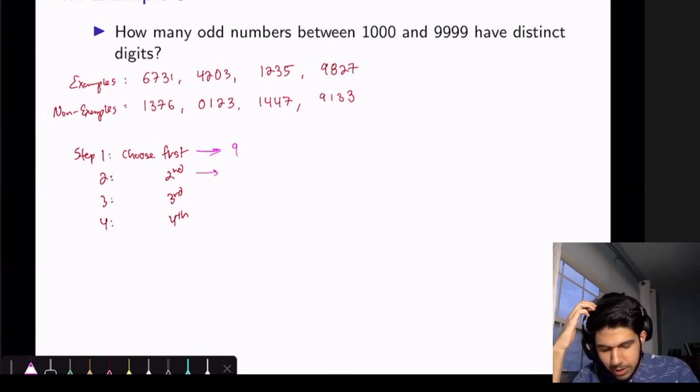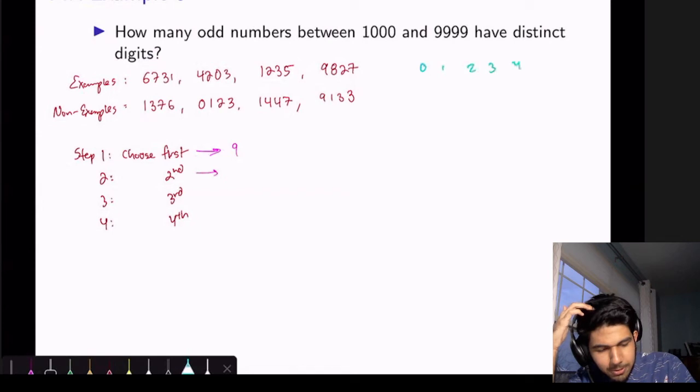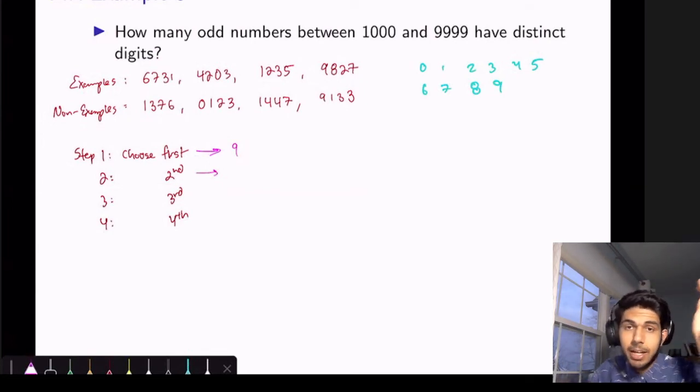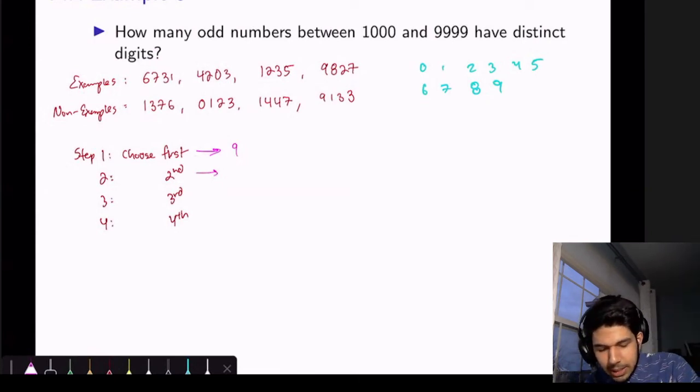Okay? Move on to the second digit. Let me just actually write out what these digits are: 0, 1, 2, 3, 4, 5, 6, 7, 8, 9. Right? Those are our choices. So now our second digit, there's 10 options, right? The second digit can be a 0. We don't have that restriction, but it can't be the same as the first digit, because we need them to be distinct. So we have 10 options, we subtract 1, so there's 9 options here.